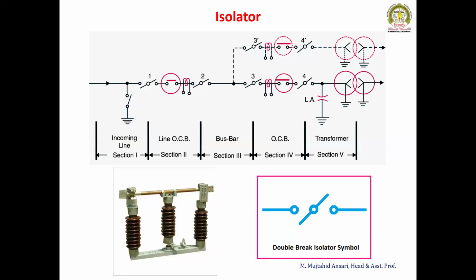But it is very much necessary to operate the isolator only in the off condition. So the sequence of operation for opening the circuit is: first open the circuit breaker. Once the circuit breaker is open, then operate the isolator. But when we are going to charge the line, first close the isolator, one isolator, then the second isolator, and then close the circuit breaker. So for opening, the circuit breaker operates first, and for charging, the circuit breaker is closed after closing of the isolators. This is the sequence we have to remember.